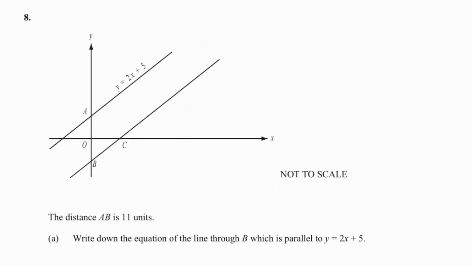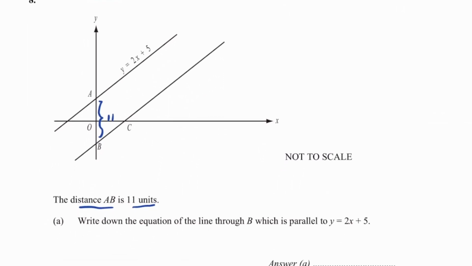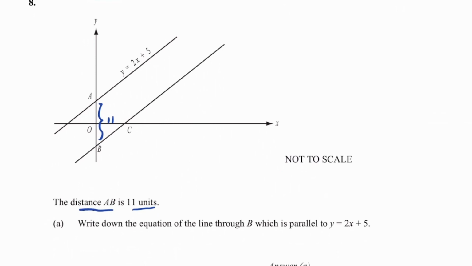They have given you the distance. The distance of AB is 11 units, meaning the length here is 11 units. Okay? Write down the equation of the line through B, which is parallel. So you see they mentioned this, but parallel again, to y is equal to 2x plus 5. So use this, y is equal to 2x plus 5.